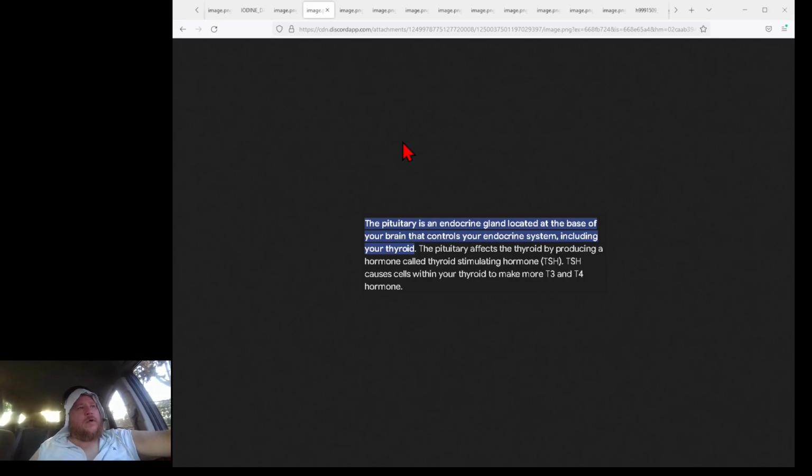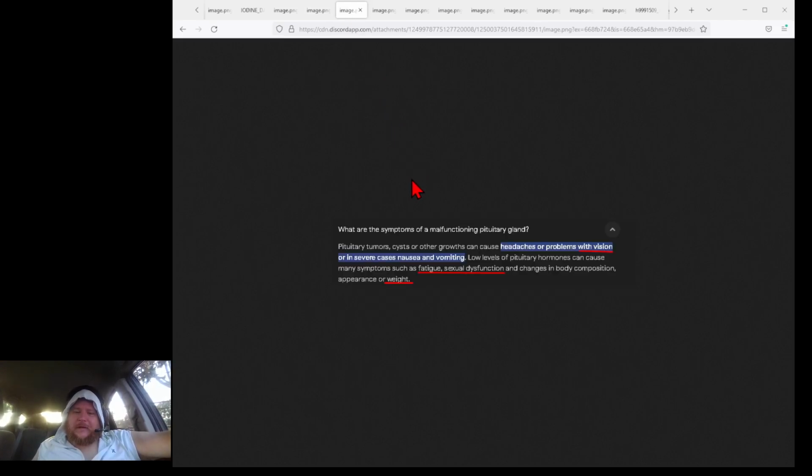why is my thyroid impacted? And I learned that the pituitary gland is the one that's controlling that. And so I said, well, if my thyroid isn't working, then my pituitary is also impacted. So, malfunctioning pituitary gland: headaches, or problems with vision. There you go. Right? You can have fatigue and sexual dysfunction, and you can get weight changes. These are all things from a malfunctioning pituitary. So yep, I've got an impaired pituitary gland as well.